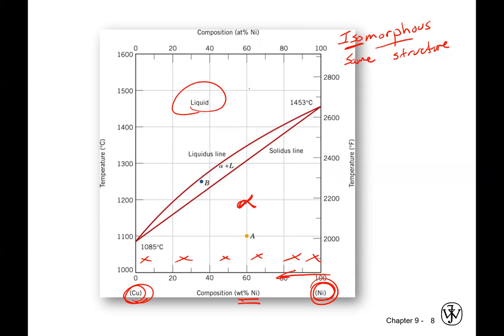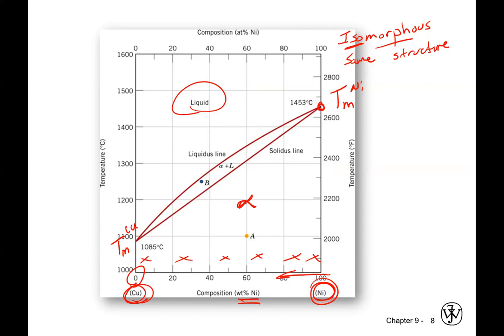And I've got some fixed points on here. So on the left side of the diagram, we said that's 0% nickel. So that means it's copper. So what I have here is the melting point of pure copper. And then what I have over here is the melting point of pure nickel. Okay, so those are my two extremes, and you can see now I've got these two lines connecting the two.